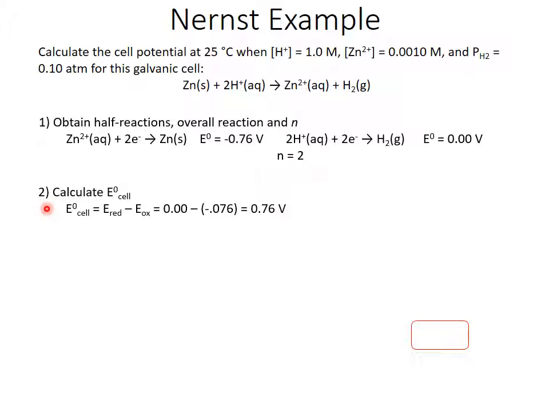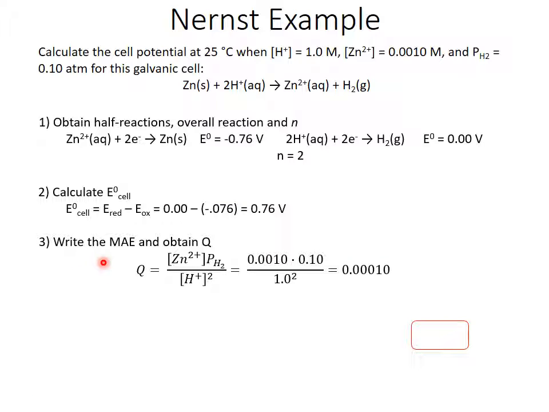Next, we need to calculate E0 cell. Our reduction process is the standard hydrogen electrode. So that's going to be our 0 point, and then we're going to subtract the oxidation process potential, giving us an overall standard cell potential of 0.76 volts.